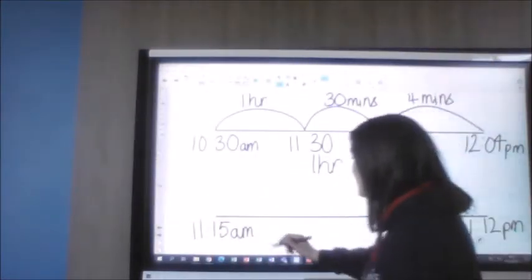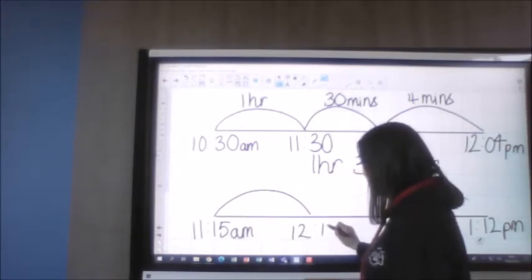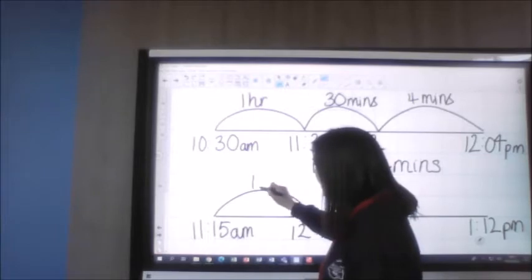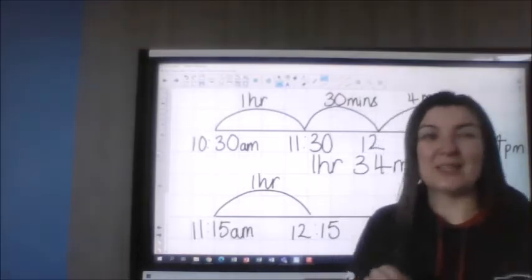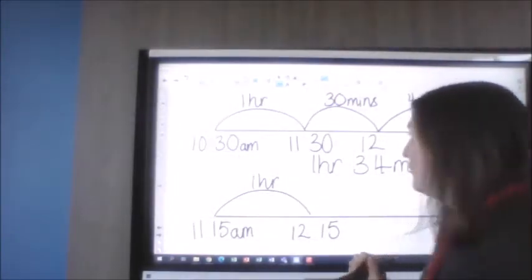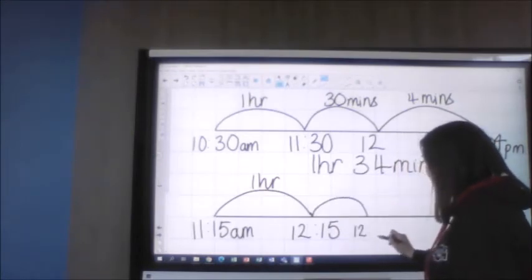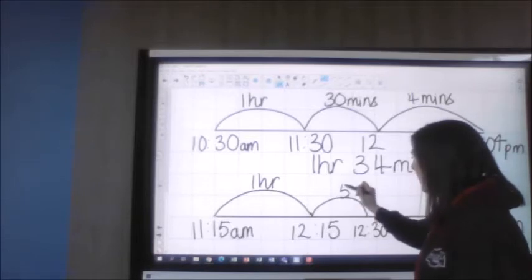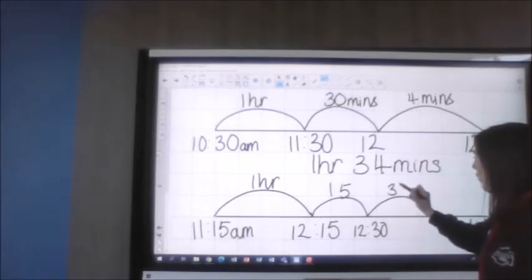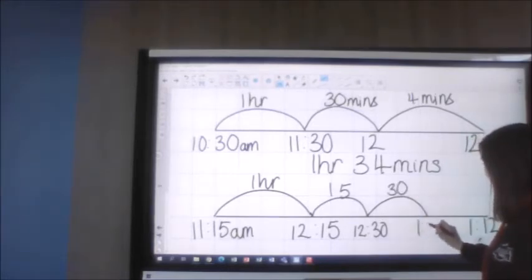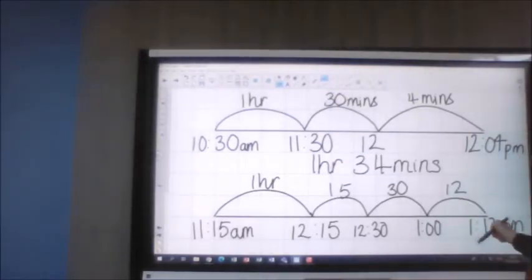So what I would do first is I'd add an hour. So my hour changes to 12 and my minutes stay the same. So that's an hour. Okay, now if I added another hour, that would get me to 1:15. So that's too far. So I'm going to just add 15 minutes to get me to 12:30. So that's 15. Then I can add 30 minutes to get me to 1 o'clock. And then I just need to add 12 minutes to get me to 1:12.